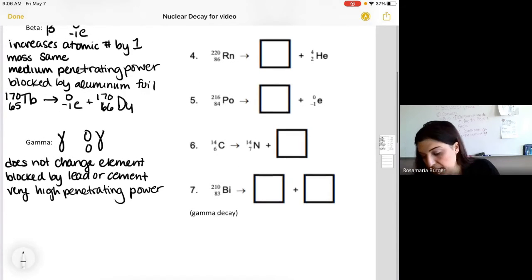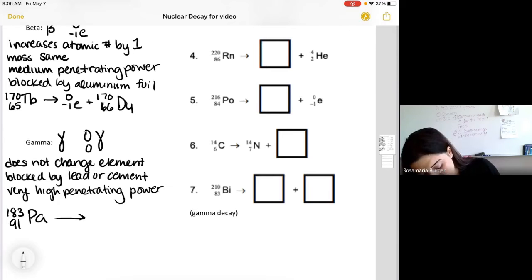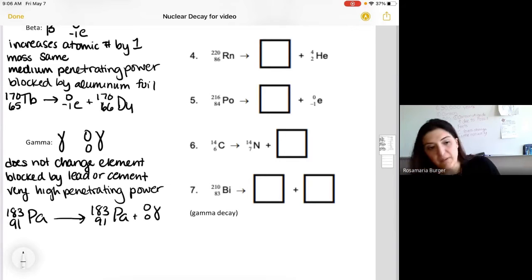Okay, so let's say we're going to have gamma decay happen with protactinium. So let's say we have 91, 183 protactinium, and it's going to undergo gamma decay. If it's going to undergo gamma decay, it's going to stay the same, 183, 91 protactinium. Then we're going to have this gamma given off.